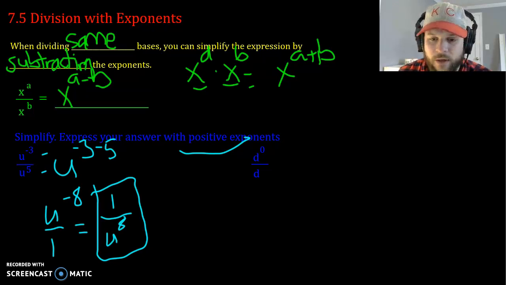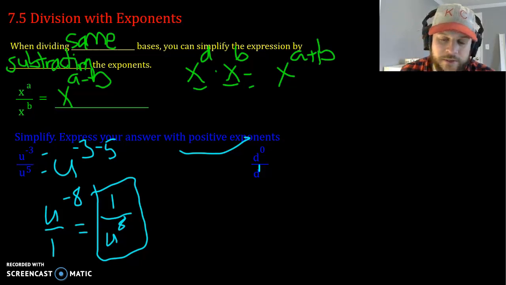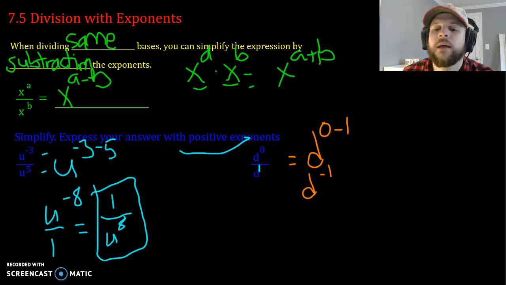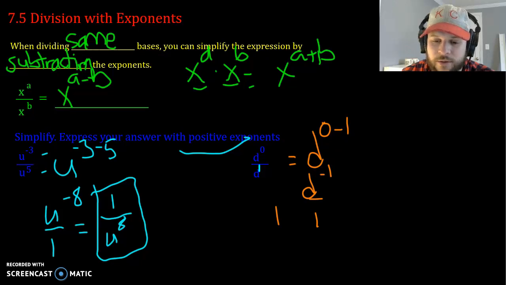Okay, second one, d to the 0 power over d. Now notice there is an invisible 1 right here. There is one exponent. This 1 up here tells you that there are 0. So there are a couple different ways. You can simplify it the exact same way as we did the last one, same base, so we can subtract: d to the 0 minus 1, and we end up getting d to the negative 1. And then just like the last one, we have to make sure that we put it in the denominator, so it becomes 1 over d to the 1.